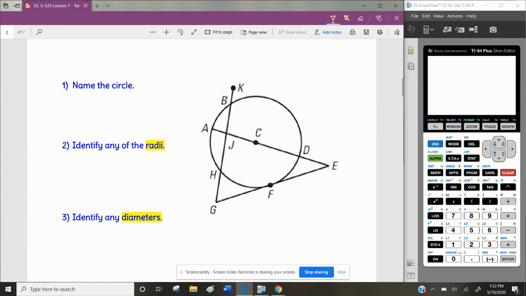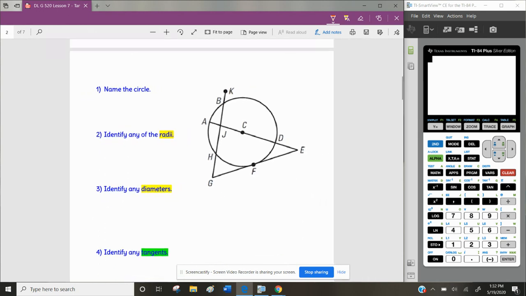So let's apply the vocabulary that we have here. We're going to name the circle. This would be circle C, named for its center. We want to identify any radii, so those are segments drawn from the center to the edge. So AC is a radius, CD is a radius, or DC or CA, and we know that those radii are equal because they are drawn in the same circle. We don't have any other radii drawn. We could connect C to F, and that would make another radius, but we're not going to do that here.